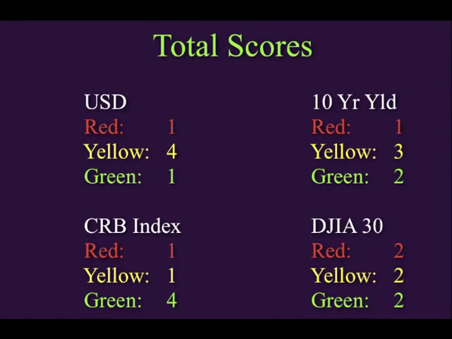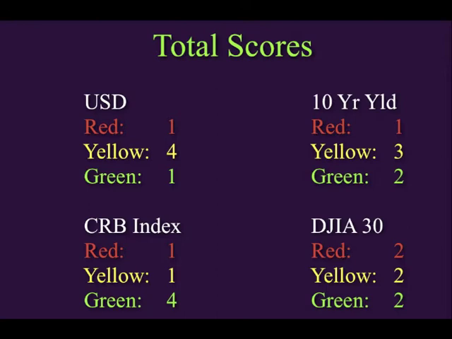And so we've been analyzing the U.S. dollar, the commodities, the 10-year Treasury yields, and the Dow Jones Industrial Average, looking for where the strength is and where the weakness lies. We're doing that by establishing scores based upon the number of positives versus the number of negatives, and coming to a logical conclusion based upon that.